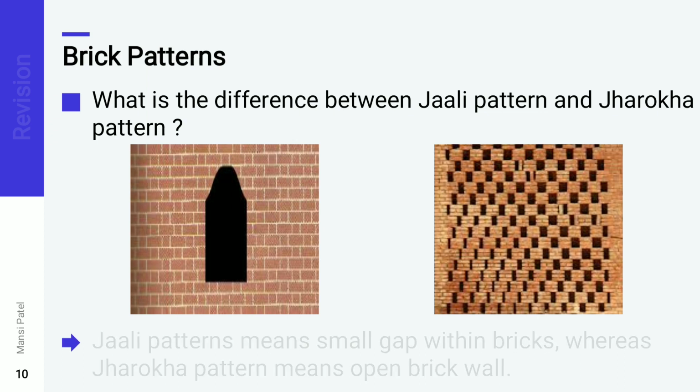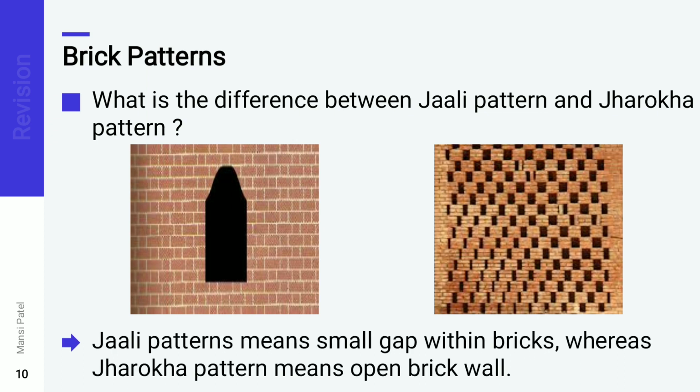So we can say that Jali pattern means what? There is a small gap between the bricks. If you see between the bricks, there is very little difference, a small gap. Whereas in the Jarokha pattern, it means an open brick wall. Here this is the wall, but this wall is open. So this is known as the Jarokha pattern and this one is known as the Jali pattern. In a Jali pattern, there is only a small gap between two bricks.